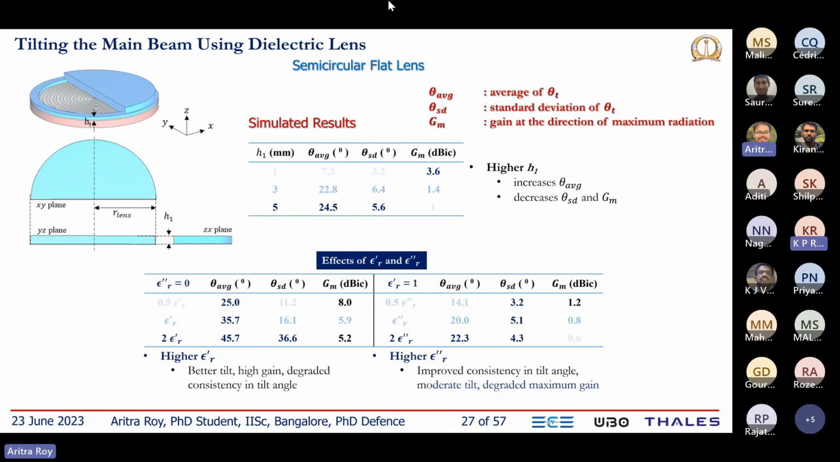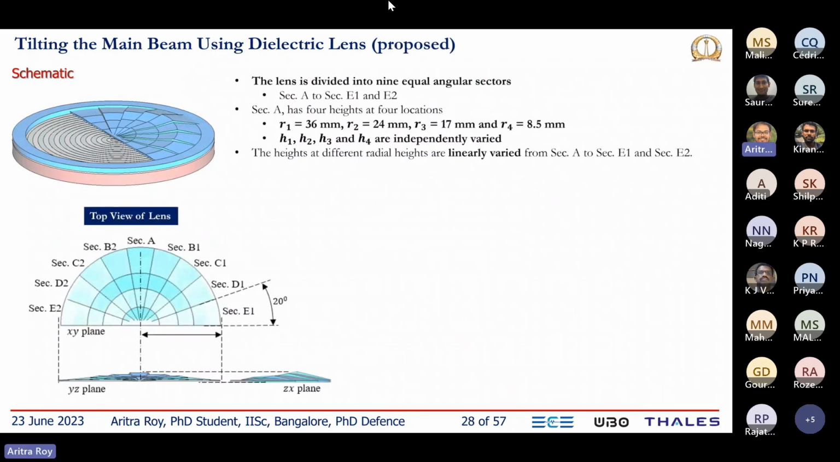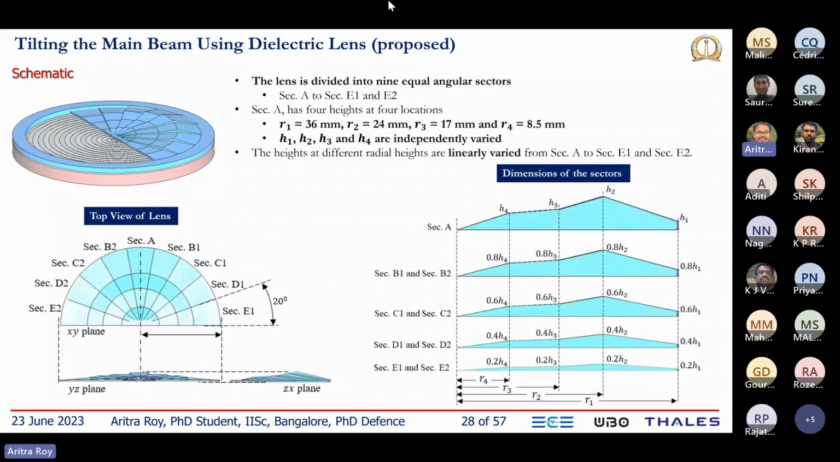So after this study, we have proposed a lens. This was the type of lens that we have designed. It is a semicircular lens divided into 9 sections. The heights in the middle section are maximum, and the height reduces linearly from both sides in the phi axis. Now in each section we have set 4 different heights, H1, H2, H3, H4, at 4 different radial locations.